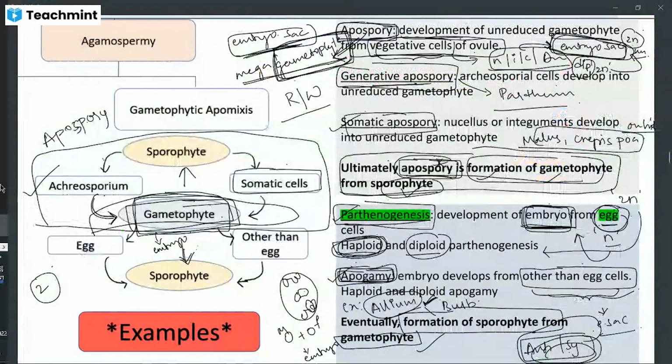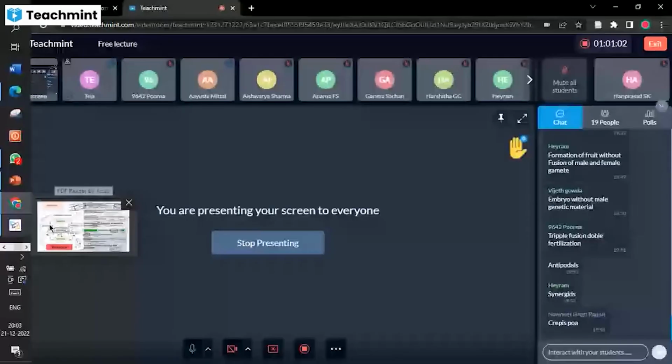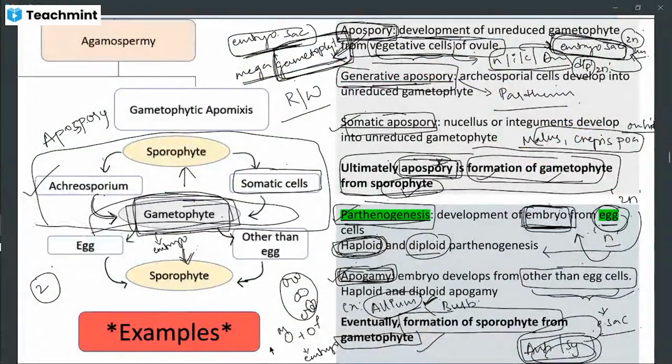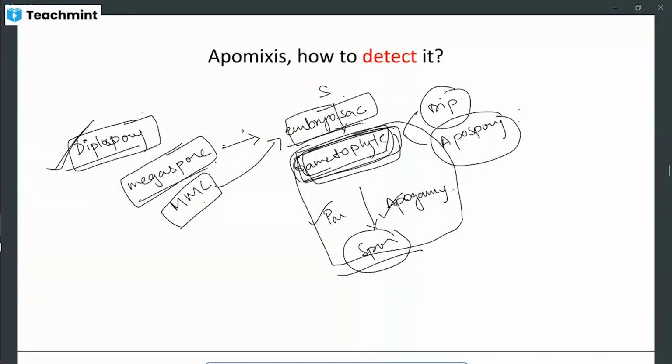Sir, diplospory. Yes, sir, I need to repeat diplospory. Okay. See, diplospory is nothing but the megaspore, or to be more particular, the megaspore mother cell. If it directly develops into the embryo sac, this is a special condition, and this mechanism is known as diplospory. Is it clear?